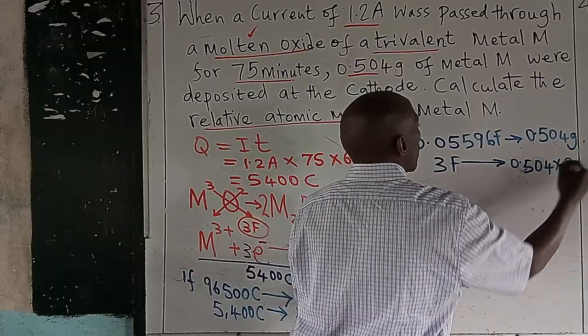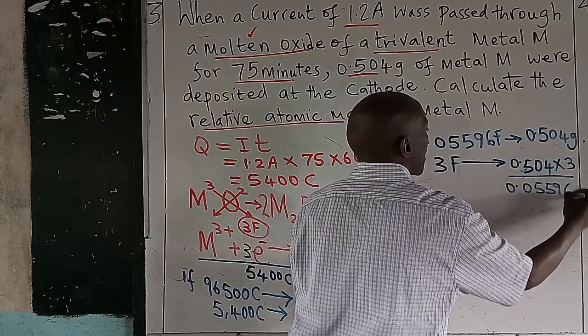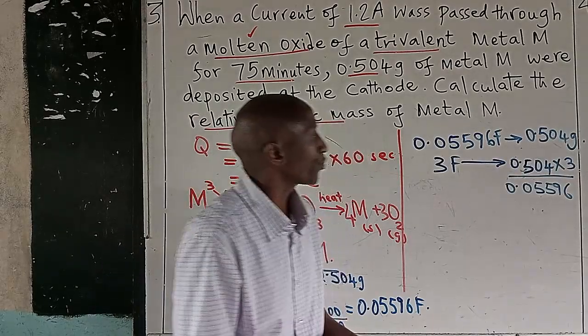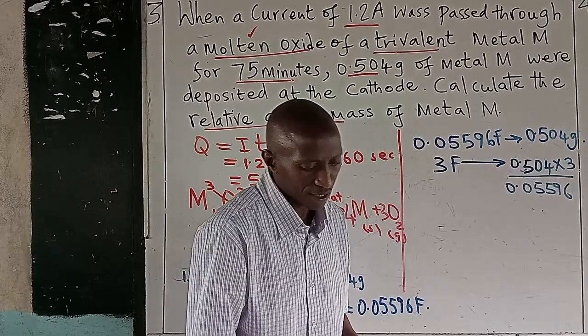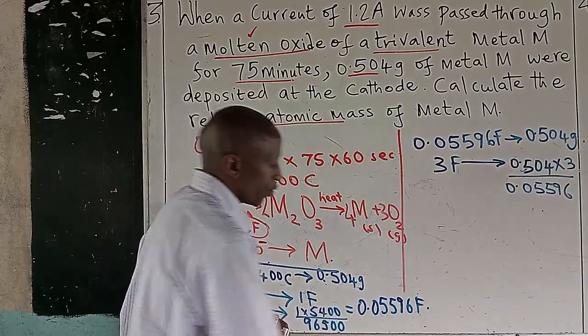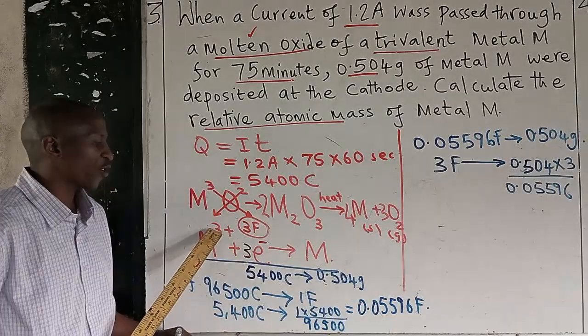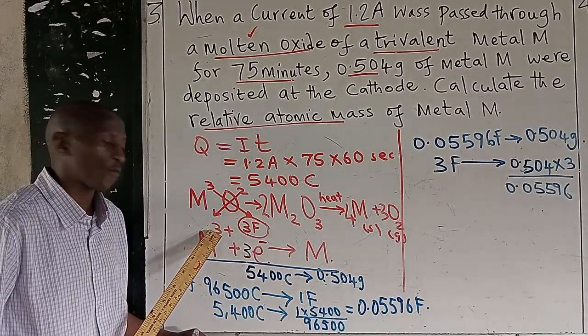0.504 times 3 all over 0.05596. So viewers, on your calculator, let us punch in that one, and I want to redo that again. We are saying that this metal is trivalent. It has a positive charge of 3.